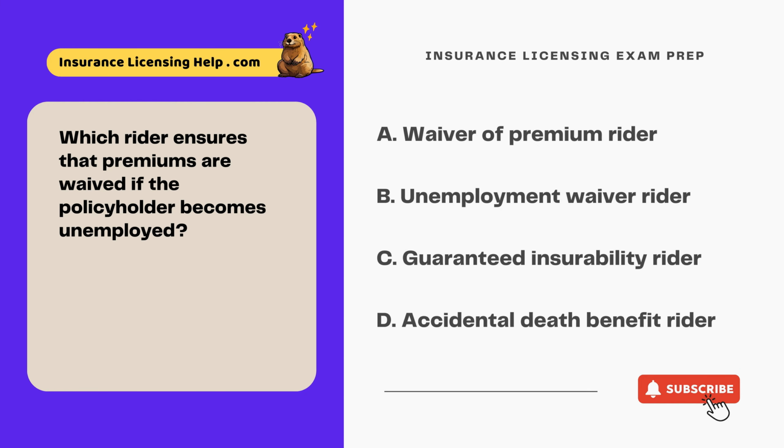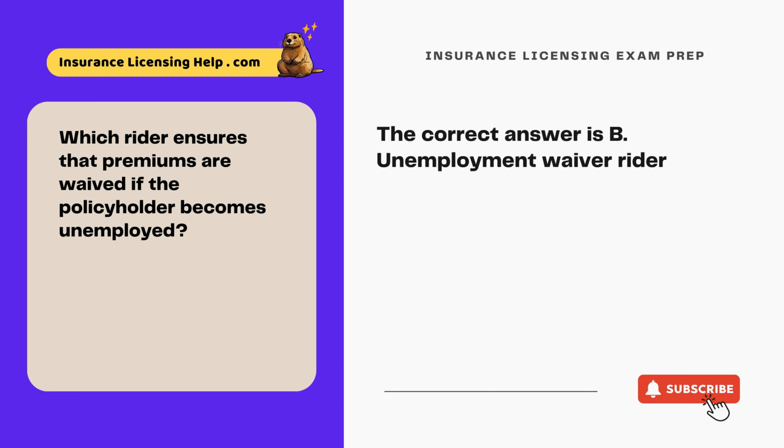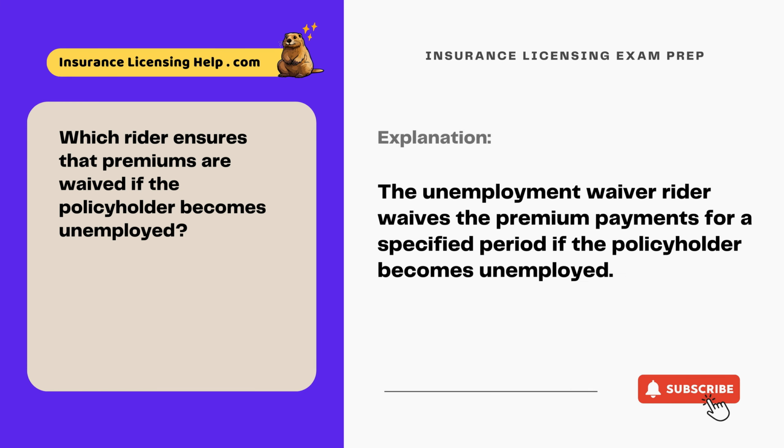Which rider ensures that premiums are waived if the policyholder becomes unemployed? A. Waiver of premium rider. B. Unemployment waiver rider. C. Guaranteed insurability rider. D. Accidental death benefit rider. The correct answer is B. Unemployment waiver rider. The unemployment waiver rider waives the premium payments for a specified period if the policyholder becomes unemployed.